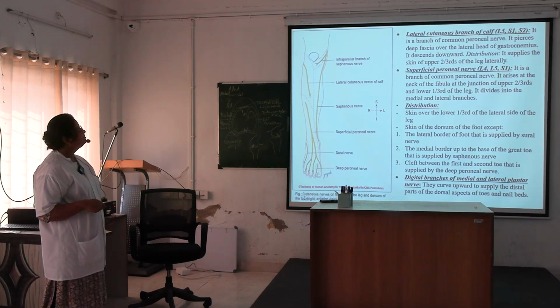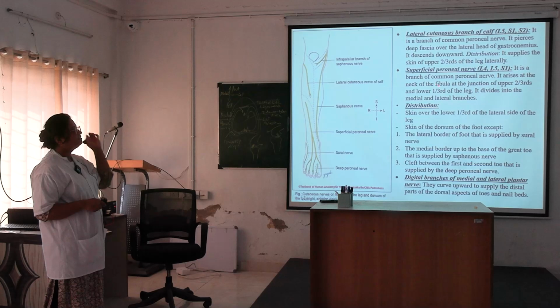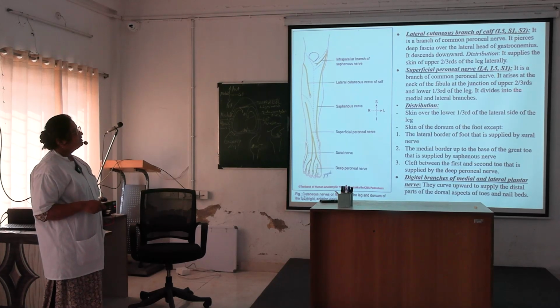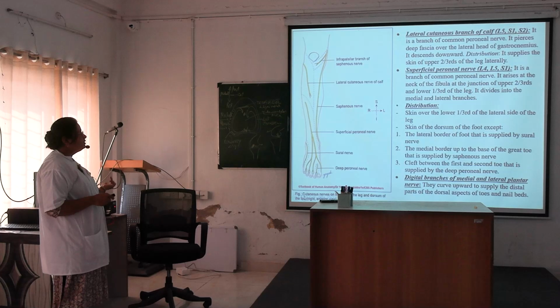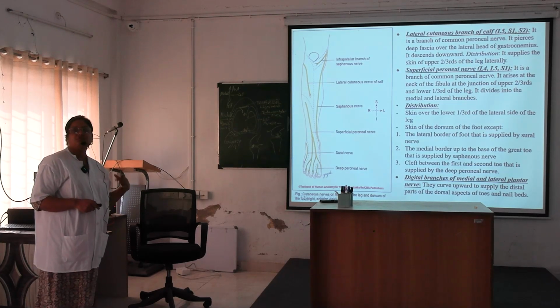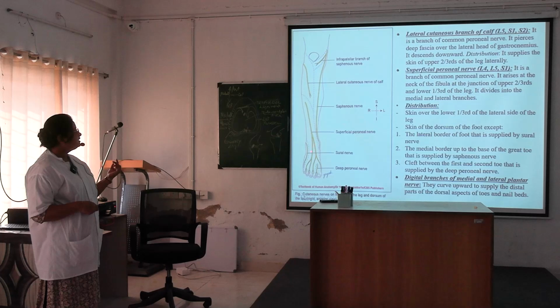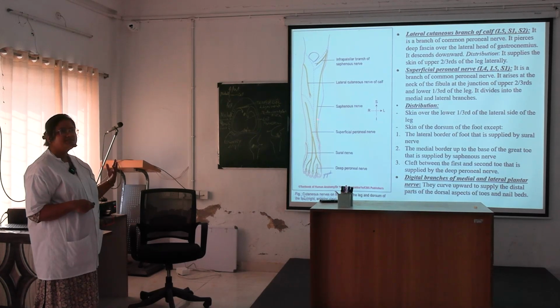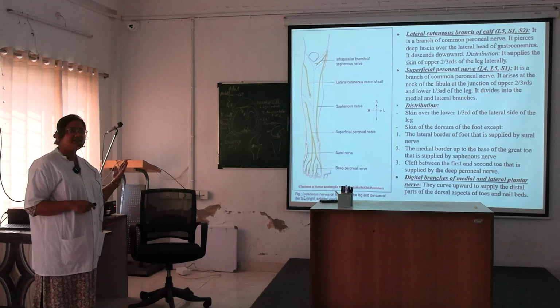Next is superficial peroneal nerve. This is superficial peroneal nerve. Root value is L4, L5, S1. It is a branch of common peroneal nerve, arises at the neck of fibula. Common peroneal nerve is dividing into superficial and deep peroneal nerve. Superficial peroneal nerve is giving cutaneous supply and it is nerve of the lateral compartment of the leg.